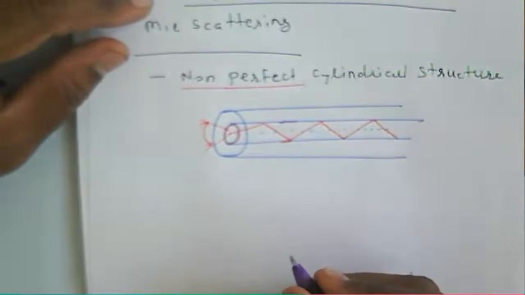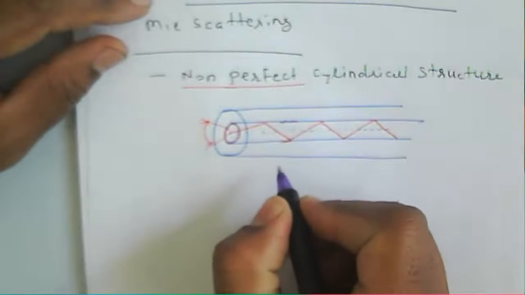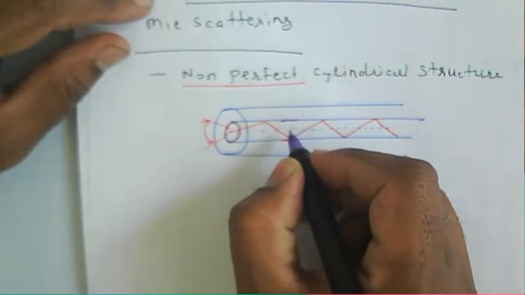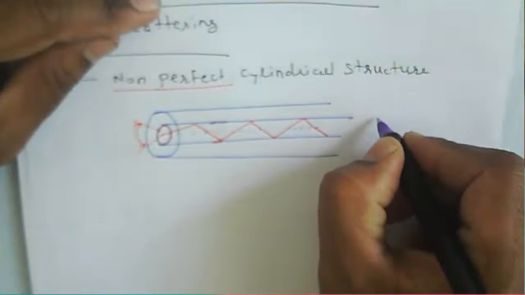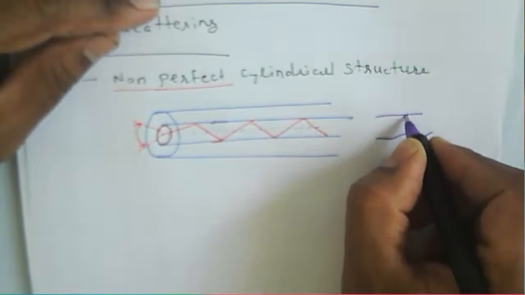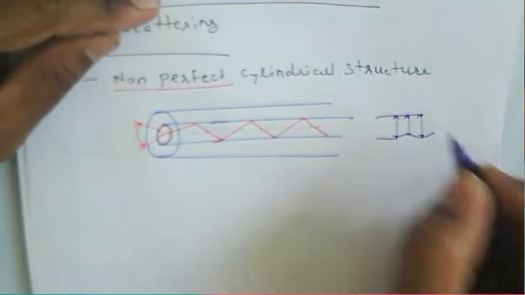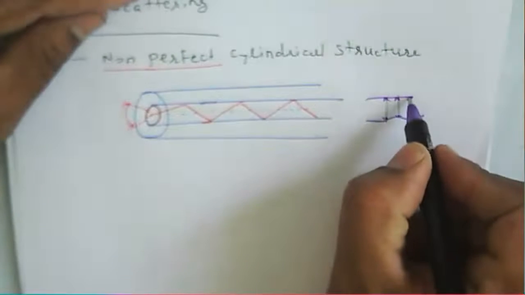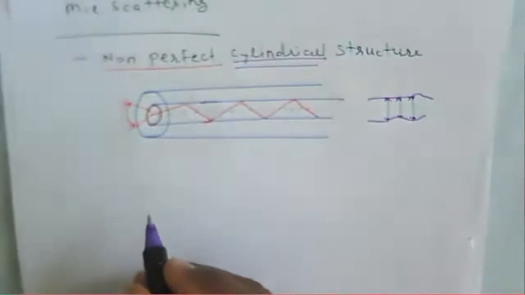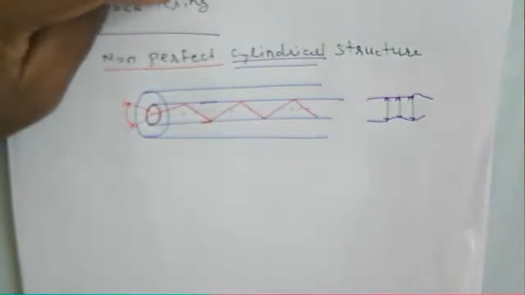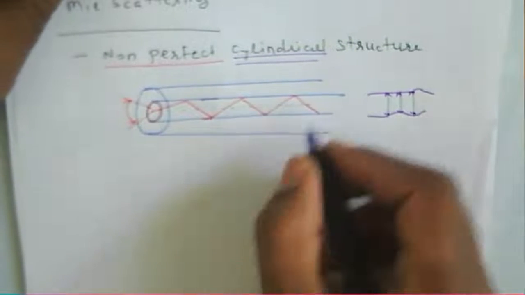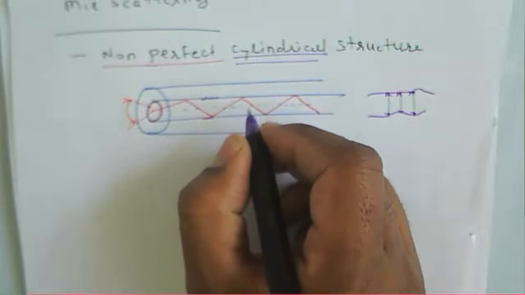Or there may be a small difference in the core and cladding refractive index at these boundaries. Suppose this is a fiber, and because of the imperfection here, the diameter is different. There is a small variation, so there is a change in the diameter of the fiber, and it will not form a cylindrical structure. That imperfection gives us scattering; at these boundaries, scattering of the signal takes place.